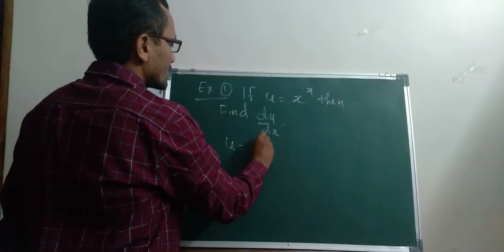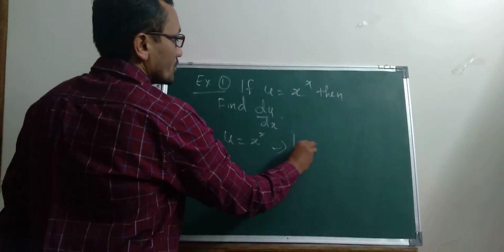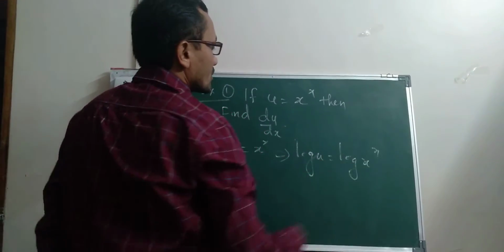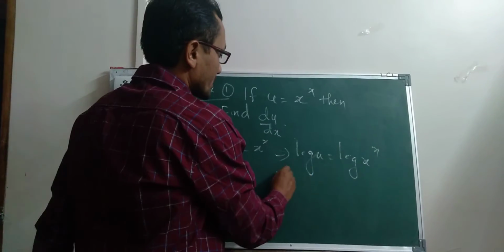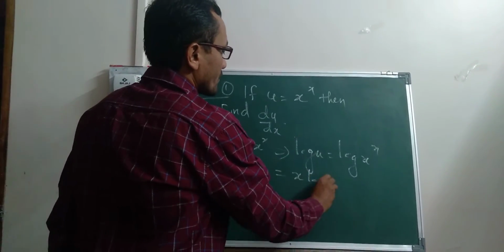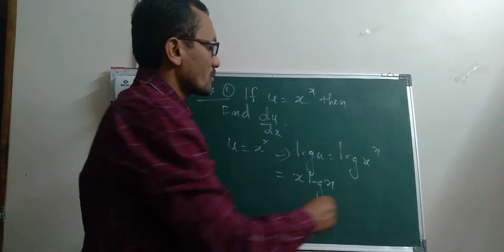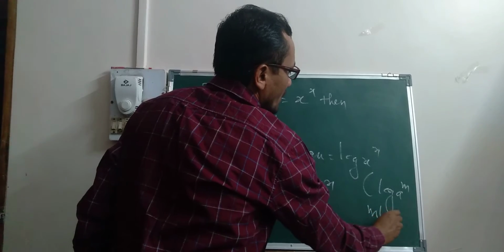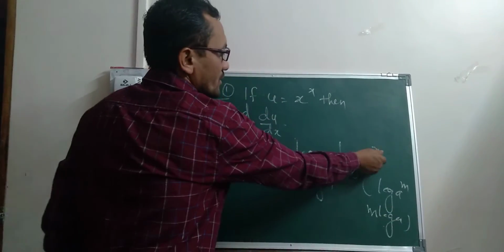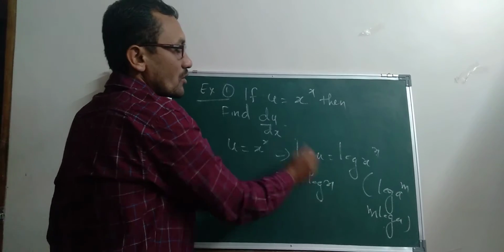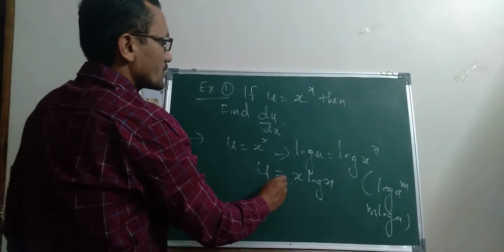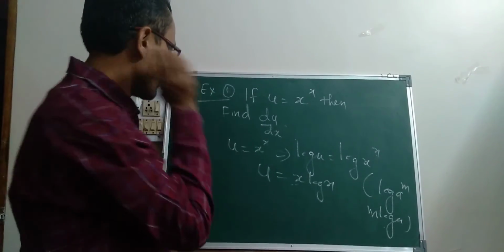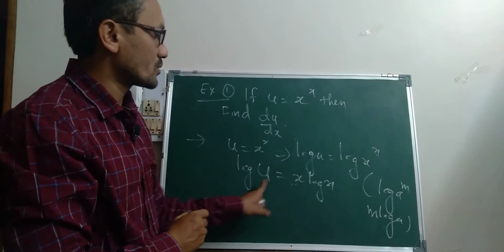So u is equal to x raised to x. This implies log of u is equal to log of x raised to x. So now log of this function is equal to x log x, because we know the formula log a raised to m is nothing but m log a. Using this formula we take this exponent to the product of log x. So log u is equal to x log x.